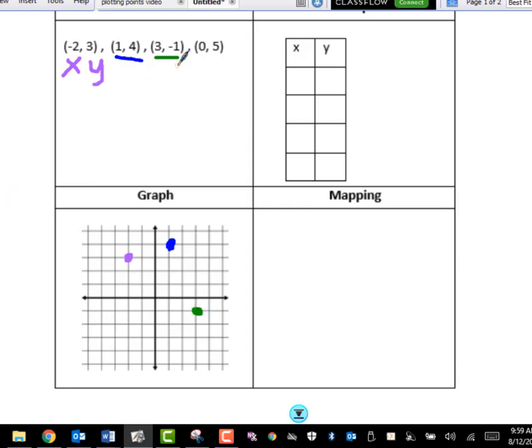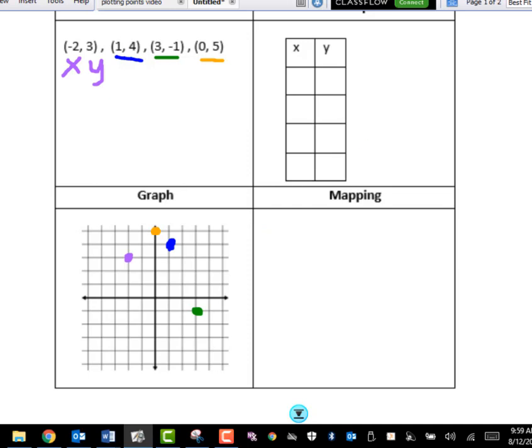And then the last one's at 0, 5. So 0 being the first number tells me I don't move to the right or left. I stay right in the middle. And I only go +5, which means up 5: 1, 2, 3, 4, 5. And I put that dot at the top. So we knew how to do that already.